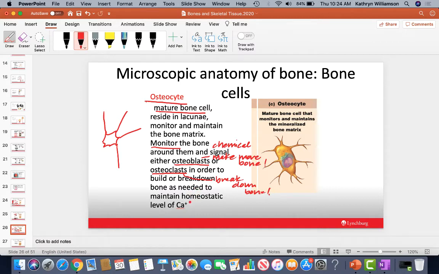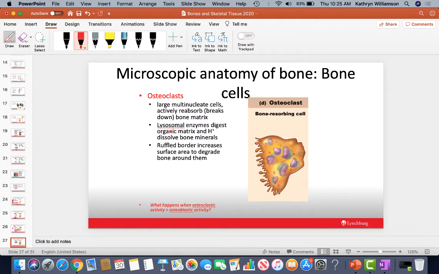And this is basically maintaining levels of calcium in our body. And we do this through either increasing or decreasing osteoblastic or osteoclastic activity. I like to say that these osteocytes are basically like the boss, because they're looking around, looking at the bony matrix around them and deciding what needs to be done.